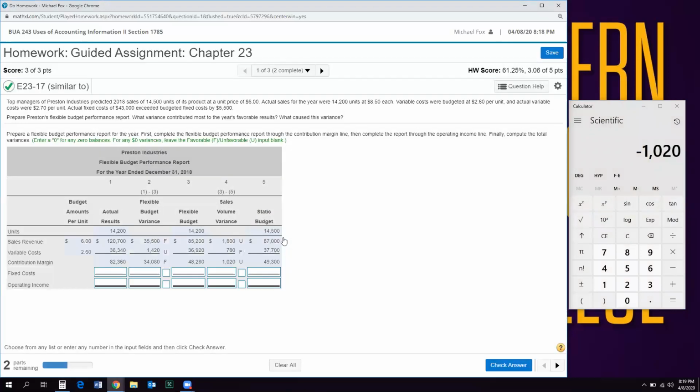All right, now we're going to do our fixed costs. So our actual fixed costs were $43,000. But our budgeted fixed cost, it says our $43,000 actual fixed cost exceeded the budgeted fixed cost by $5,500. So that means 43,000 minus 5,500 would be our budgeted fixed cost of 37,500.